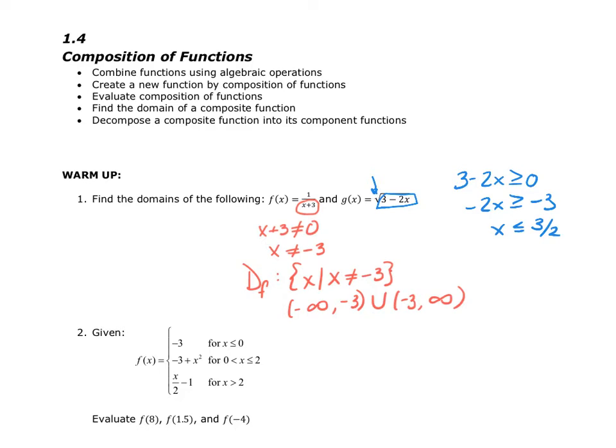And so I end up with 3/2. If I write the domain of g in set builder notation, I have x such that x is less than or equal to 3/2. And then if I write it in interval notation, it's going to be everything on the left side of 3/2, including 3/2. So negative infinity is on the left side, up to 3/2 inclusive, and my infinities, of course, are never inclusive.